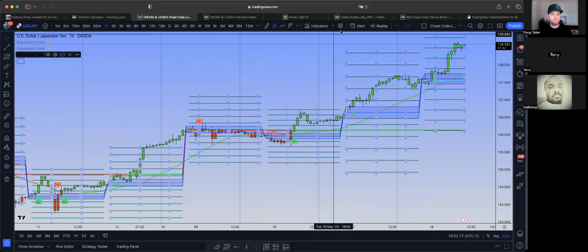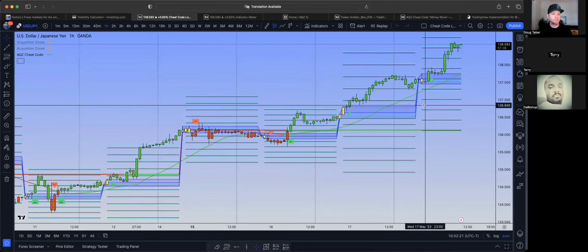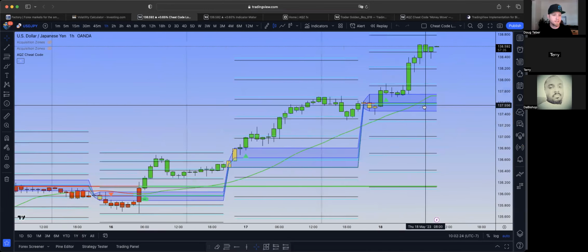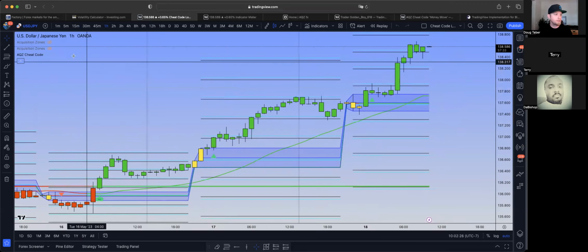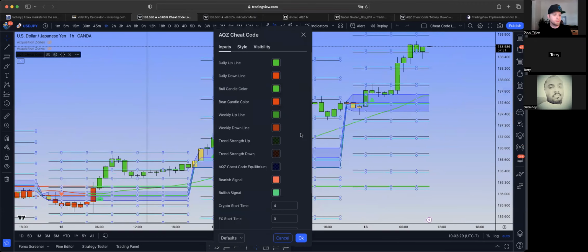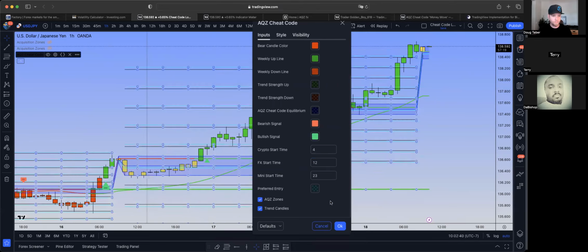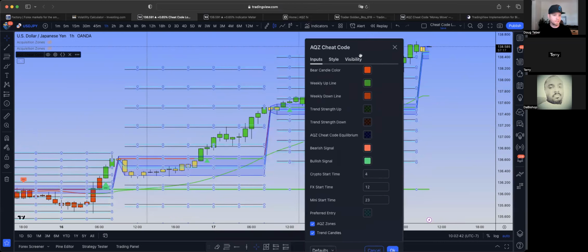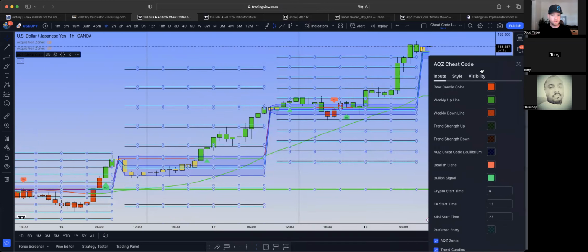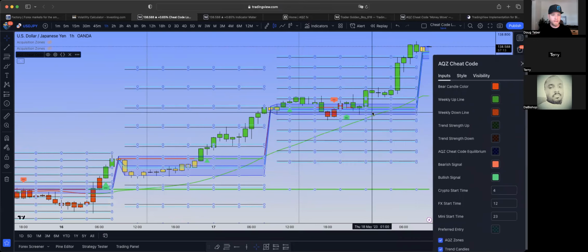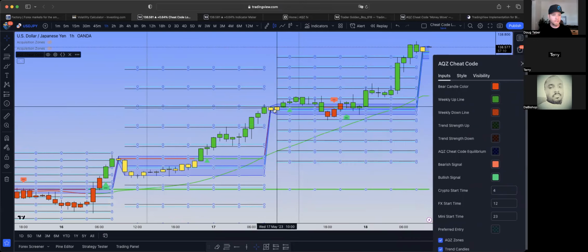So if you're looking at, this may confuse most, so just know that this is not necessary. You don't have to do this. If you want to, you can. You can change the Forex time to whatever you want. We'll go to 12. Okay. This is going to move the AQZ block to different locations.